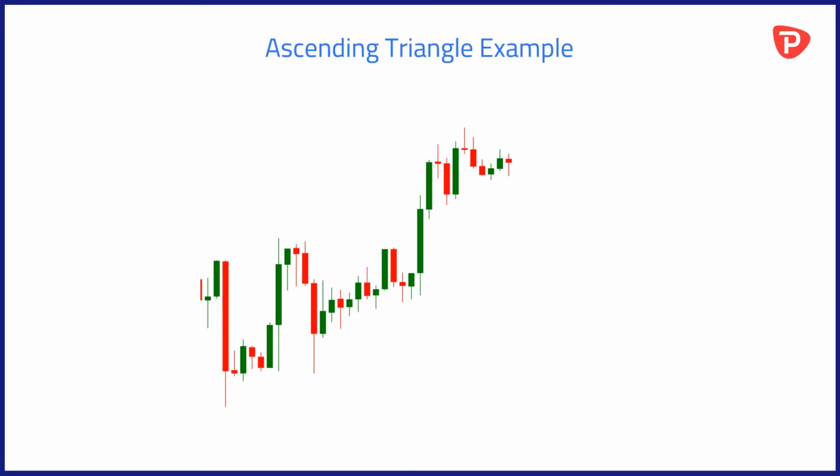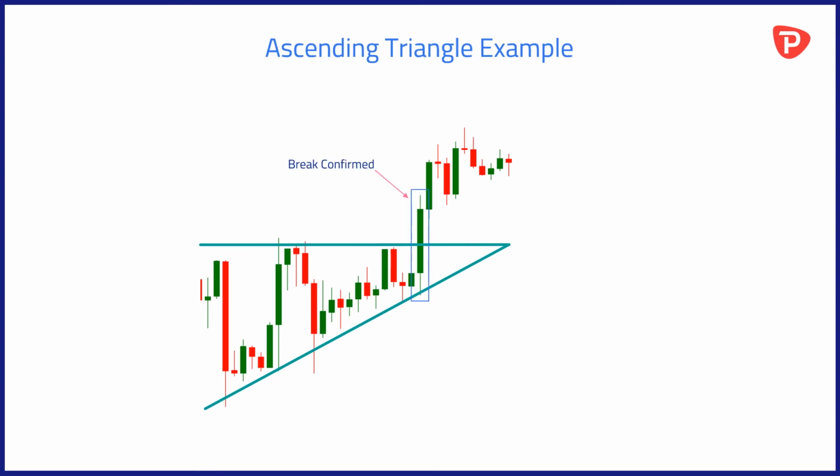Now let's take a look at how we would trade an ascending triangle in a real market. As we can see on the example on the screen, the pattern is confirmed by the candle break in the blue box. The stop loss can be placed just below the sloping horizontal line, and 2/3 of the maximum height of the triangle is measured to project the take profit target.